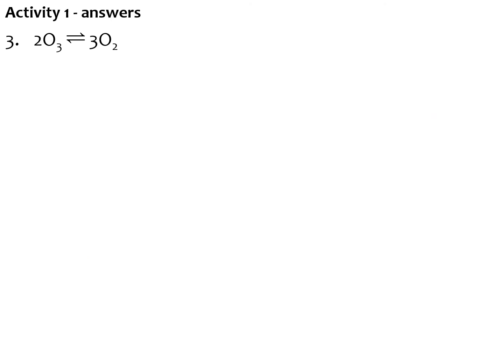For number 3, Kc would be the concentration of the products, so O2, and it's cubed because it's 3O2, divided by the concentration of the reactants, which in this case is O3, and that is squared. Now this is a reaction that you should recognise from your depletion of the ozone using free radical substitution mechanisms.